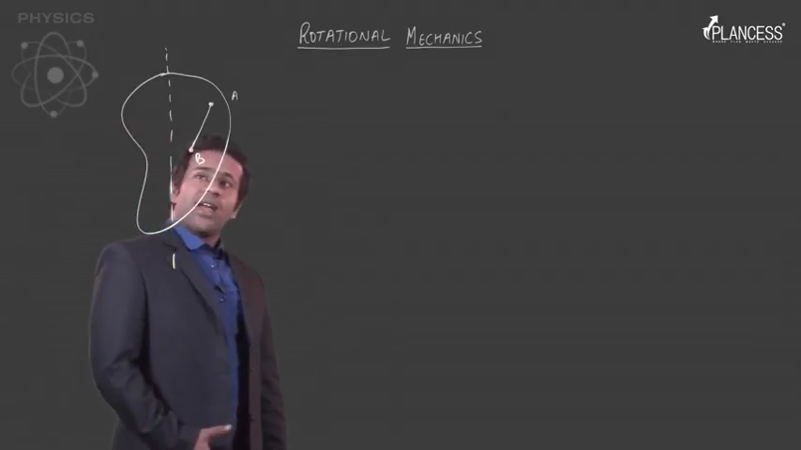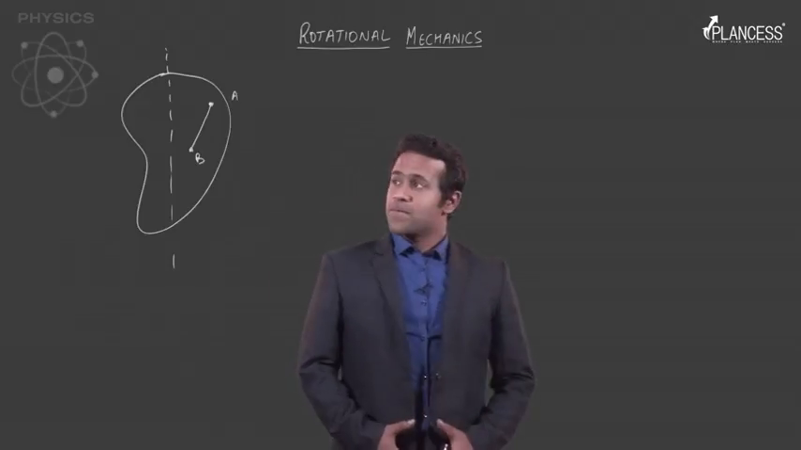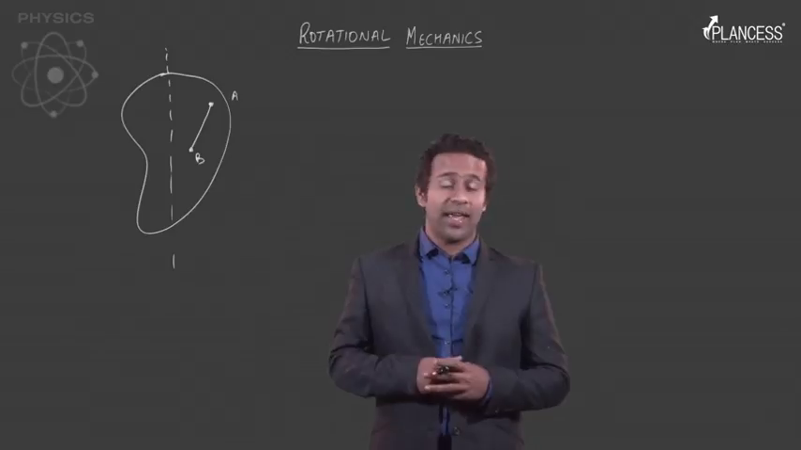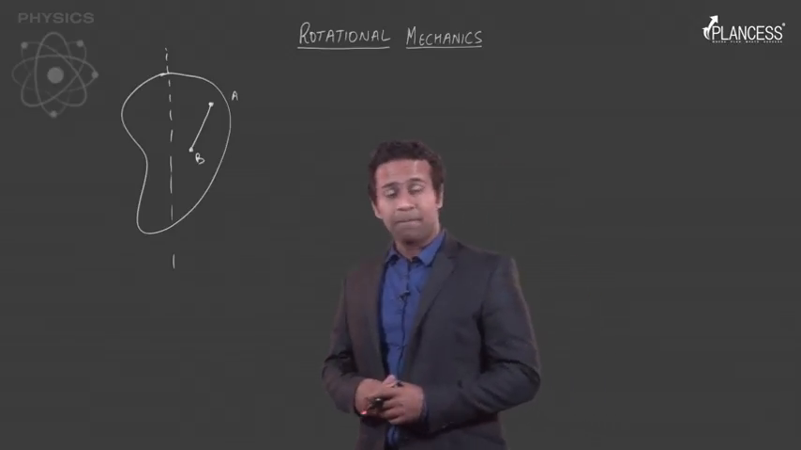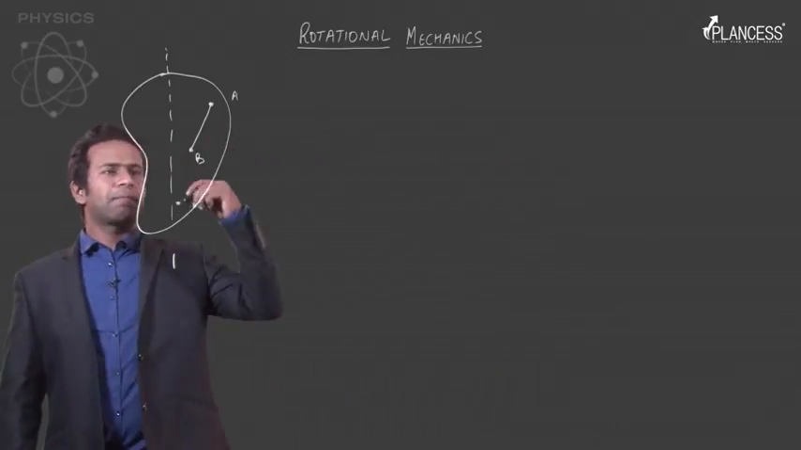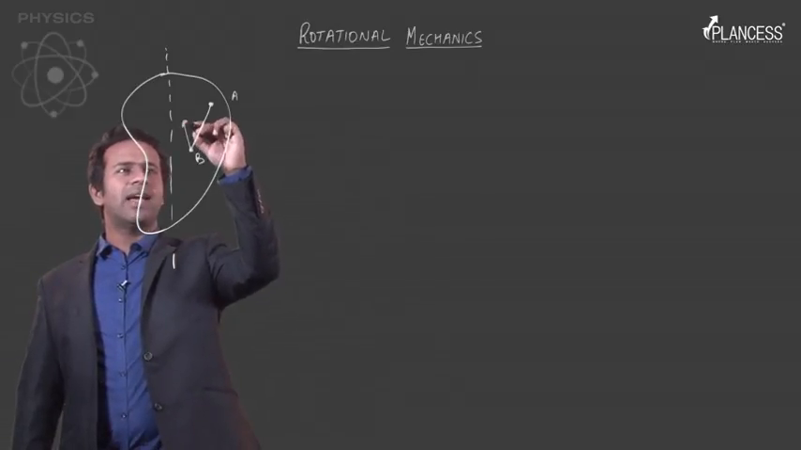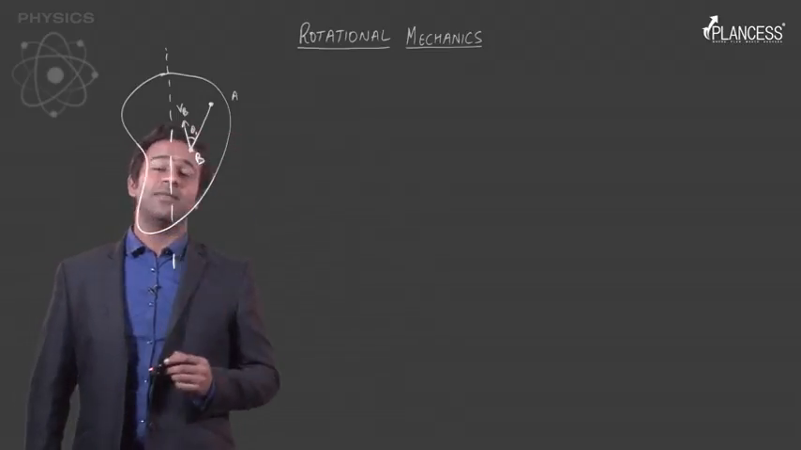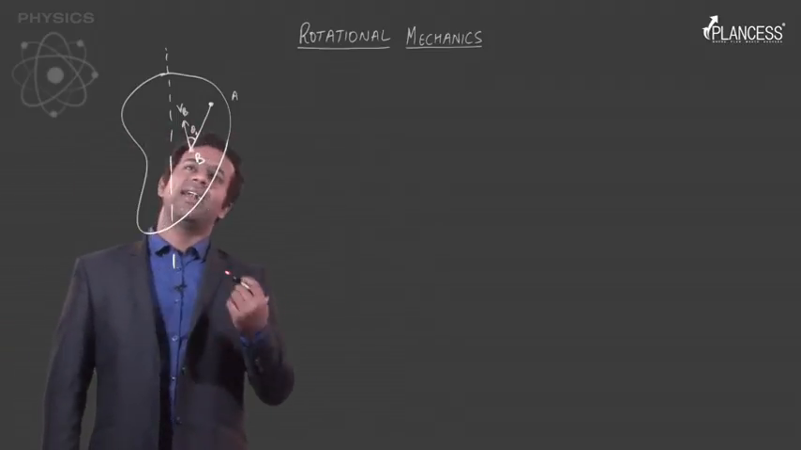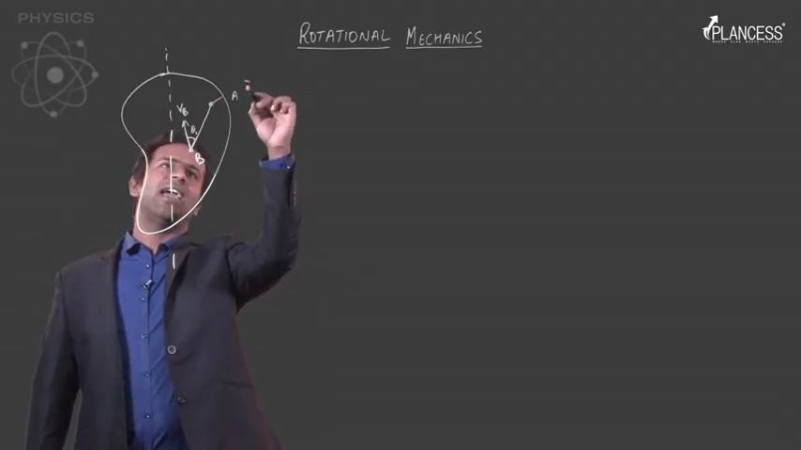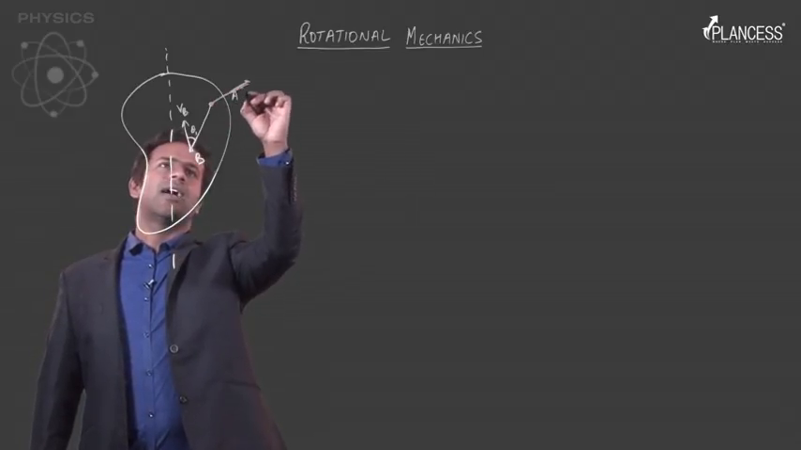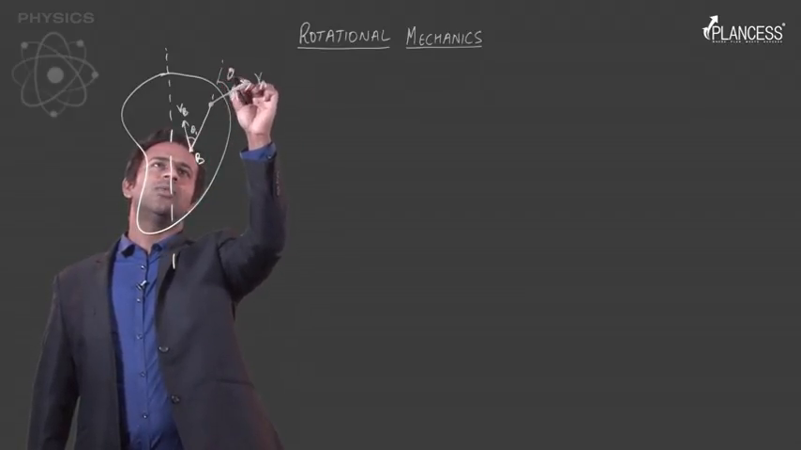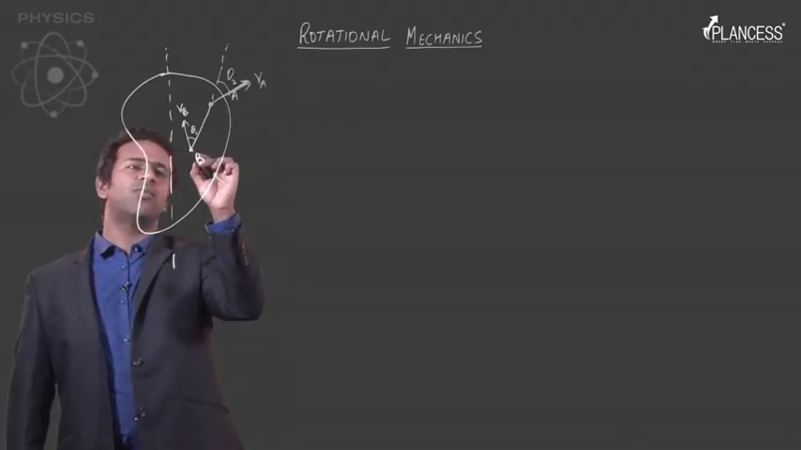So now, if the distance between A and B cannot change, that means the length of this line AB cannot change, right? So let's say at any given point in time, B has a speed VB at an angle theta 1 with this line, which is the line joining A and B, and A has a velocity VA, again making an angle of, let's say, theta 2 with the line joining these 2 points A and B.